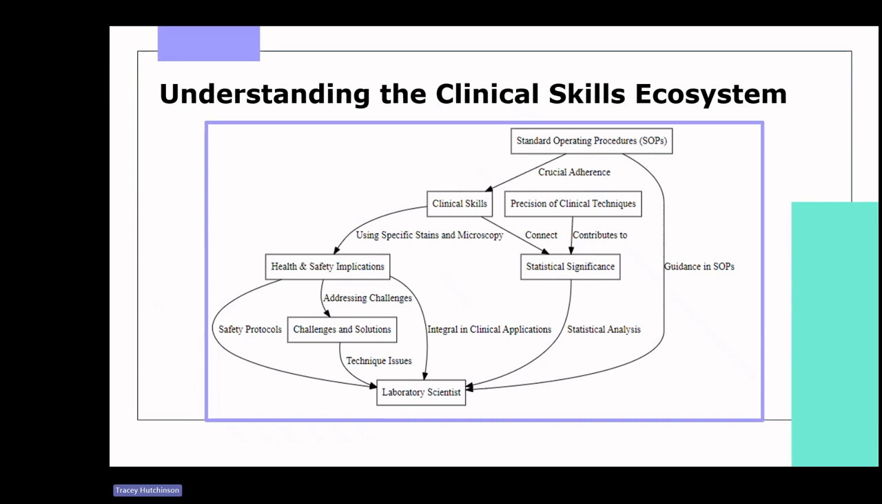However, every journey presents challenges. Addressing issues like technique-related concerns requires a keen understanding of the interplay between SOPs, statistical analysis, and safety protocols. Our laboratory scientist navigates these challenges adeptly, finding solutions that uphold the standards of the clinical skills ecosystem. In conclusion, our clinical ecosystem is an intricate dance where adherence to SOPs, statistical prowess, safety consideration, and the expertise of a lab scientist converge. Each element plays a crucial role, ensuring that the scientific journey is not just accurate, but also safe and meaningful. It is in this ecosystem that the magic of lab science unfolds, bringing precision and reliability to every analysis and experiment.